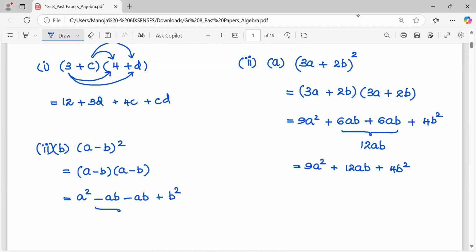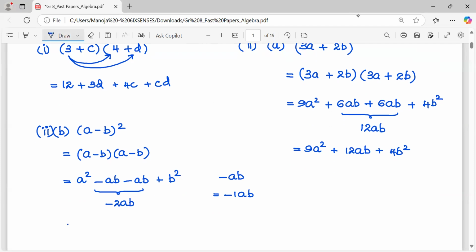So then you have negative ab, negative ab. You should understand negative ab means negative 1 ab. Now when you have negative 1 and negative 1, we know it is negative 2ab. So how am I going to conclude this? I write a squared minus 2ab plus b squared. I had negative ab and negative ab, that becomes negative 2ab. So I conclude my answer: a squared minus 2ab plus b squared.